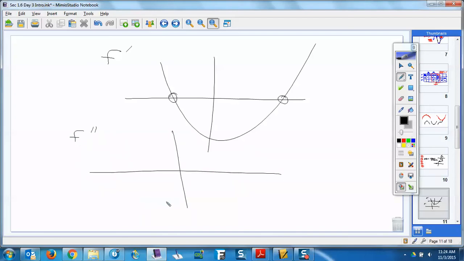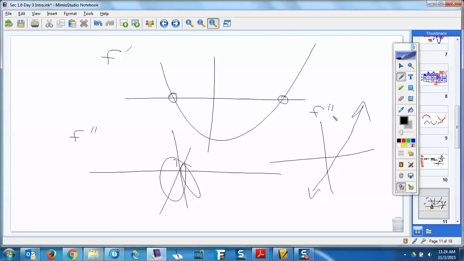Now this we certainly should be able to graph. Oops, that was bad. Missed it. It goes through -2, and it's got a slope of 6, so it's pretty steep. This is F double prime. Explain why F has only one inflection point.